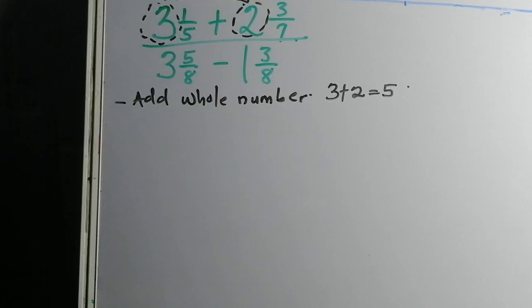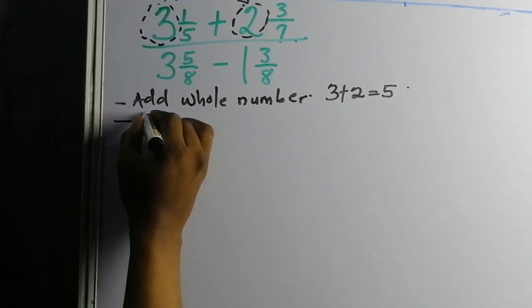Equals 5. Now, the question you need to ask yourself is, what is the next thing that you need to do here? So you've had the whole number, which is 3 plus 2. The next thing you need to do is that the fractions beside the whole numbers, find the LCM. Find the LCM of the fractions.